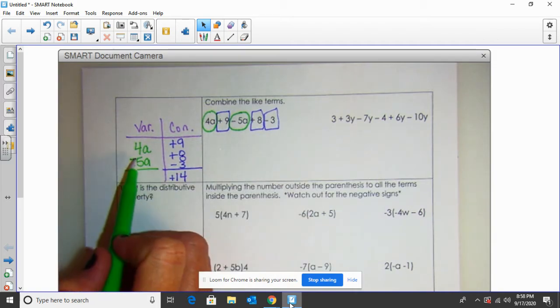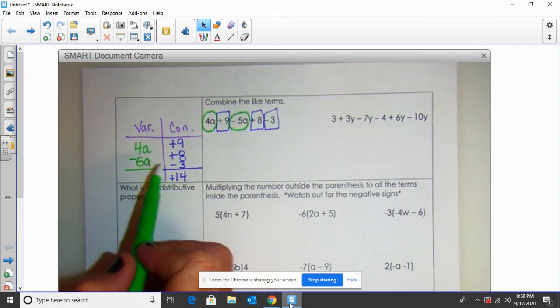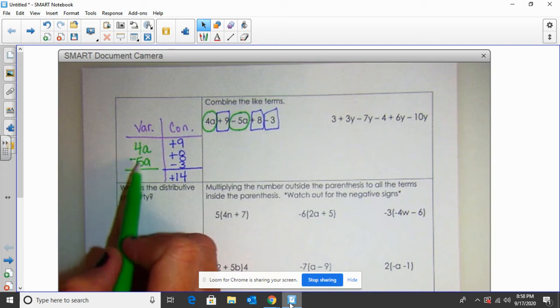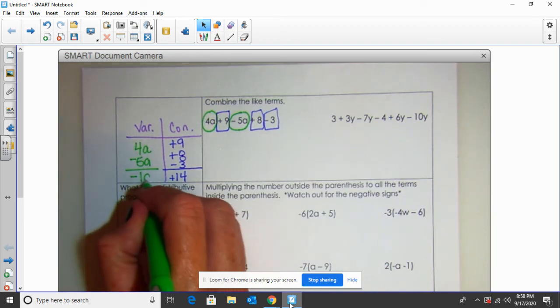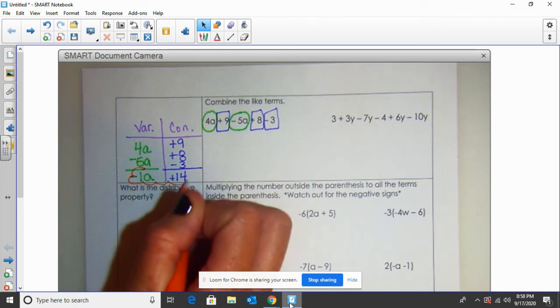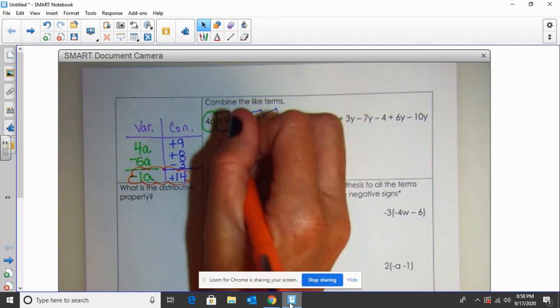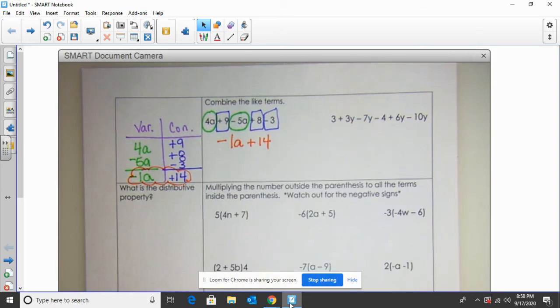Now over here, if I were to grab my calculator and type in 4 minus 5, because remember, I'm not going to type in my variables. I'm just typing in their coefficients. 4 minus 5 is negative 1. So when I put all of this together, I have negative 1a plus 14. I have shortened my math problem.